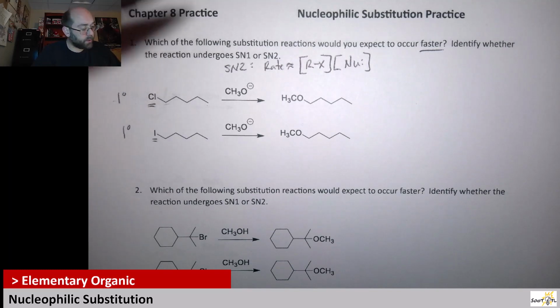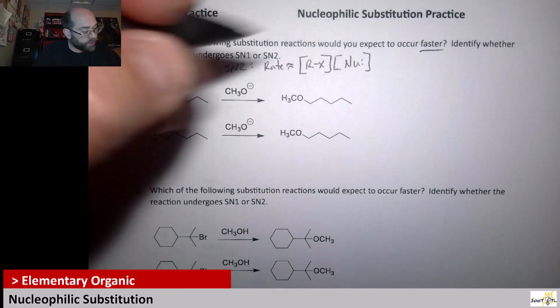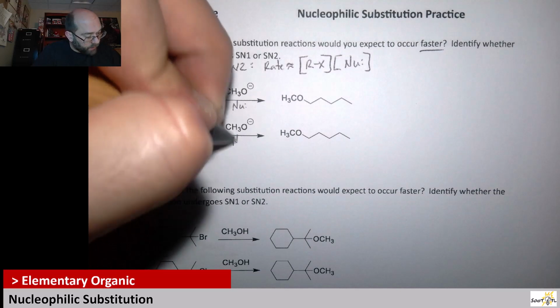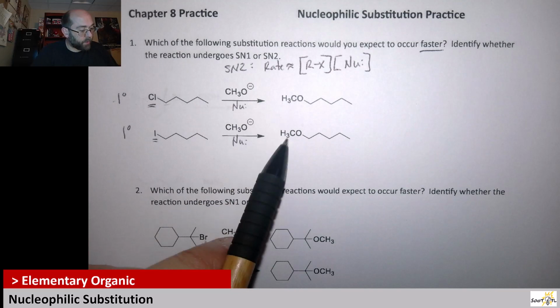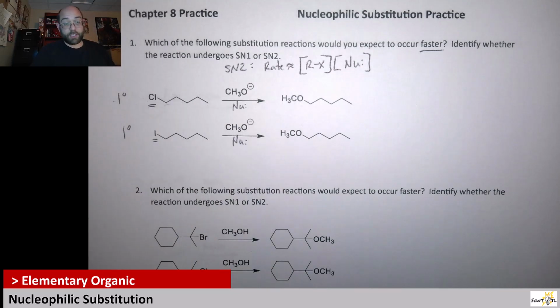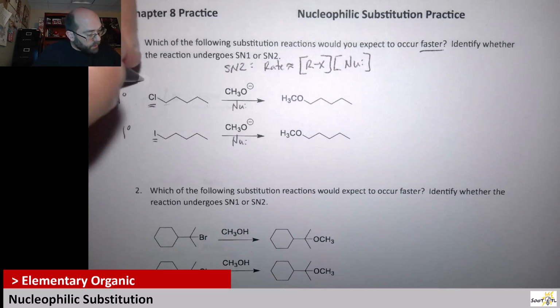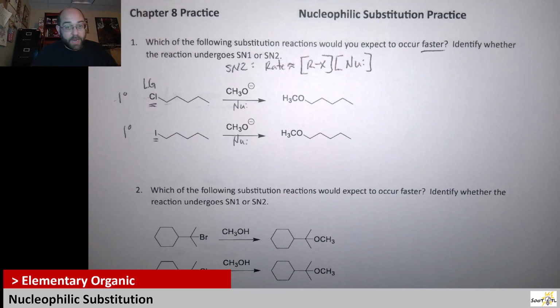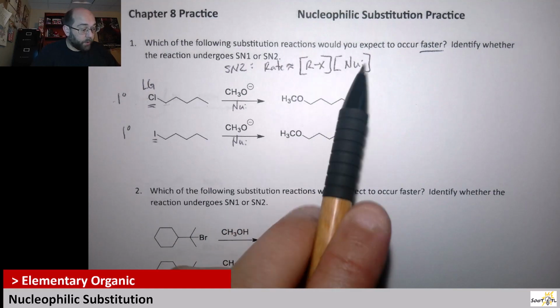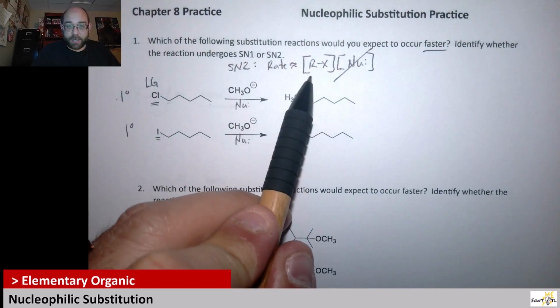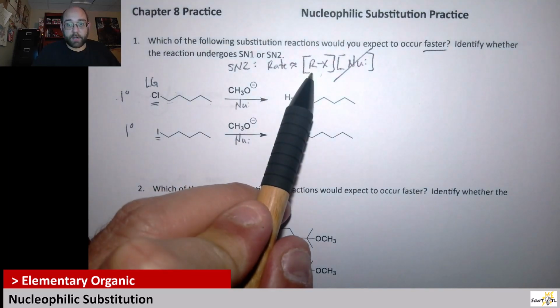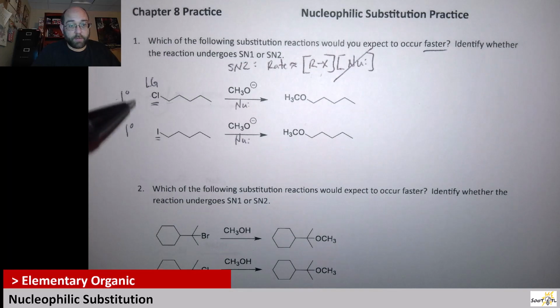Next, the nucleophile has to be electron rich, so these are the nucleophiles for these reactions. And as we look, they both give us the same product, because it's the same nucleophile. The only thing that's changing is the halogen, what we also call the leaving group. So the rate of our reaction depends on both of these. Well, the nucleophile doesn't change, so it doesn't really matter. It's the chlorine versus the iodine that's changing, so this is what's going to affect our rate.